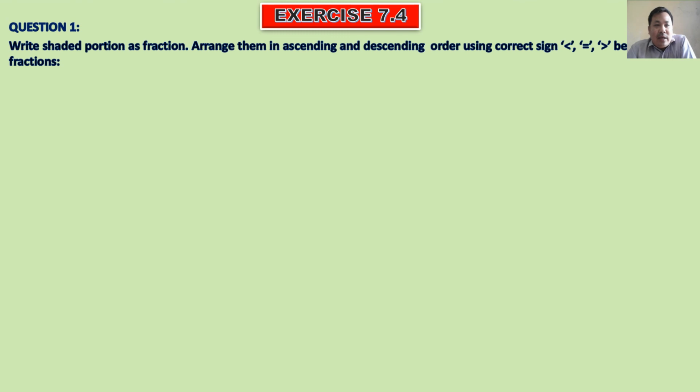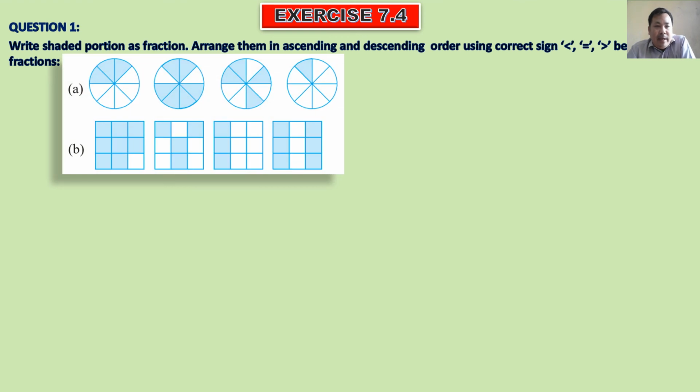Okay, so let us see what the questions are. The questions will be in the form of diagrams. You see here in this diagram, you see diagrams A and B. In A, there are 4 diagrams. You can see all are divided into equal 8 parts, and each has different shaded portions. According to that, we are going to represent the fractions. Fractions of the shaded portion means the fraction representing the shaded portion.